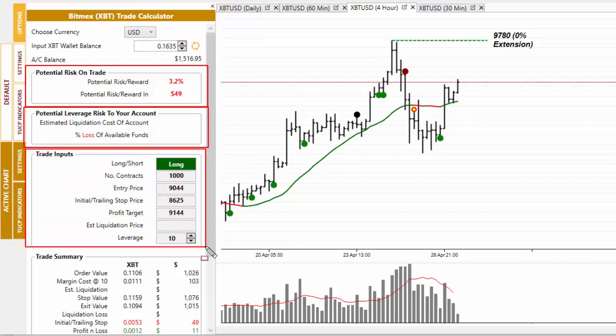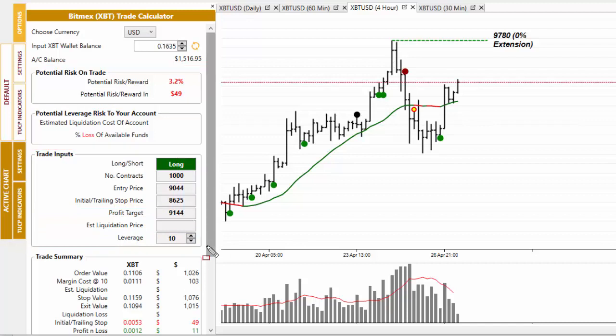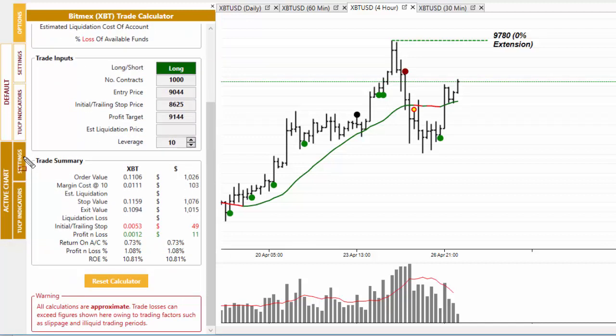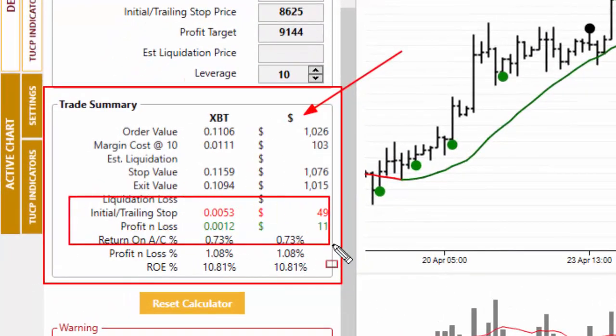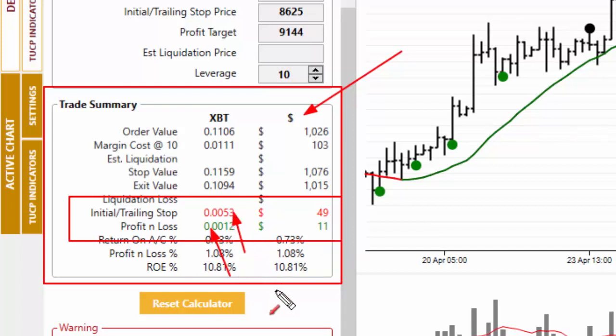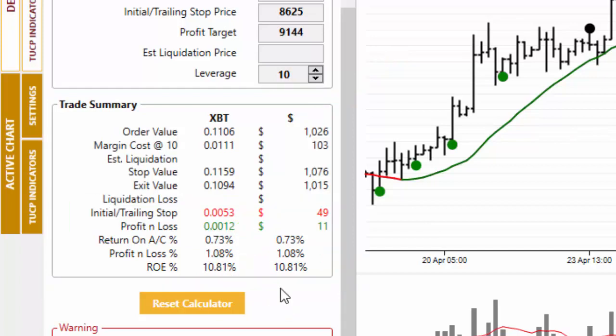We've got all of the trade inputs here, and below this you've got the trade summary, where the XBT is converted to something that is more familiar. You can see this here. If we look at just the initial stop and profit, you can see that $49 potential risk and $11 potential profit is a lot easier than looking at and trying to convert the XBT values there. So it makes life a lot easier.